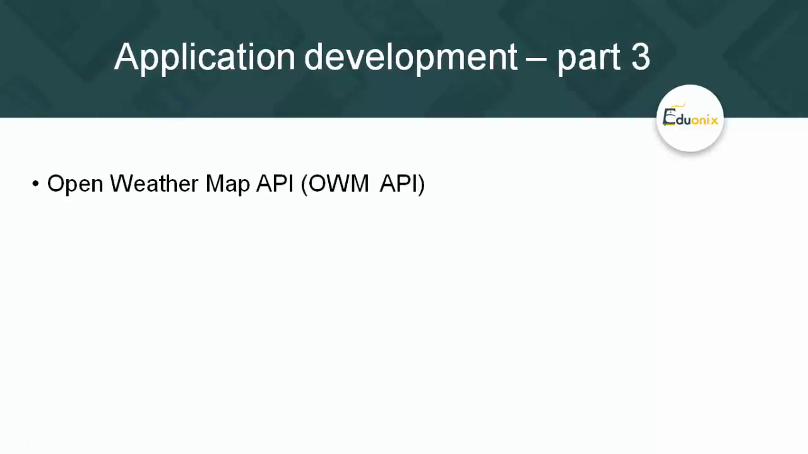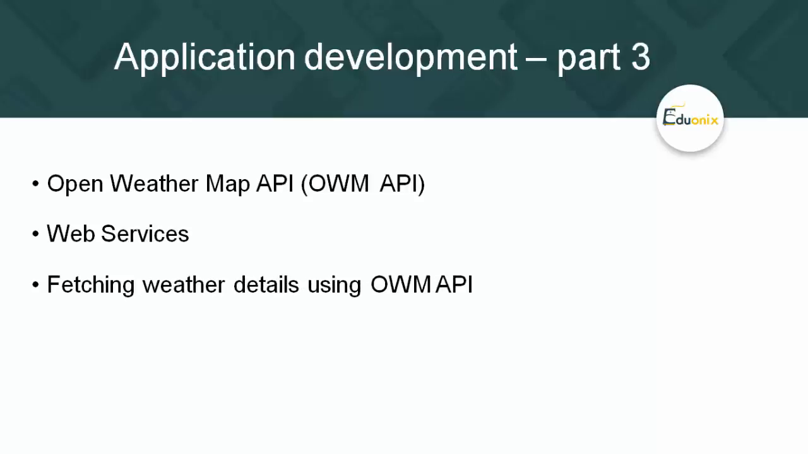In the previous lectures, we used the OpenWeatherMap API for fetching weather details. In this lecture, we will discuss the following: OpenWeatherMap API, or OWM API, web services, and fetching weather details using OWM API.